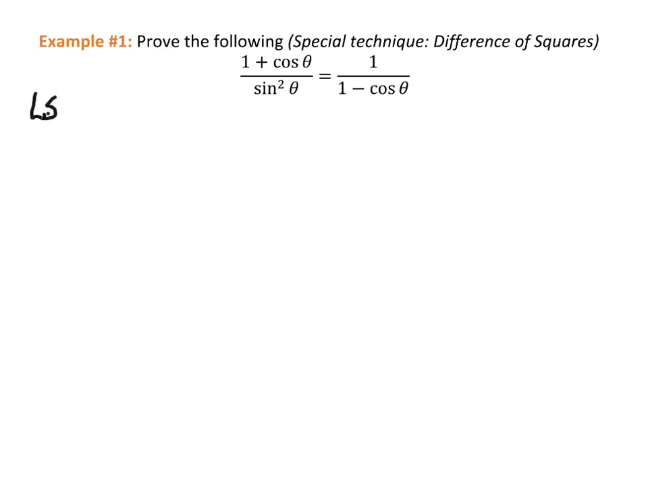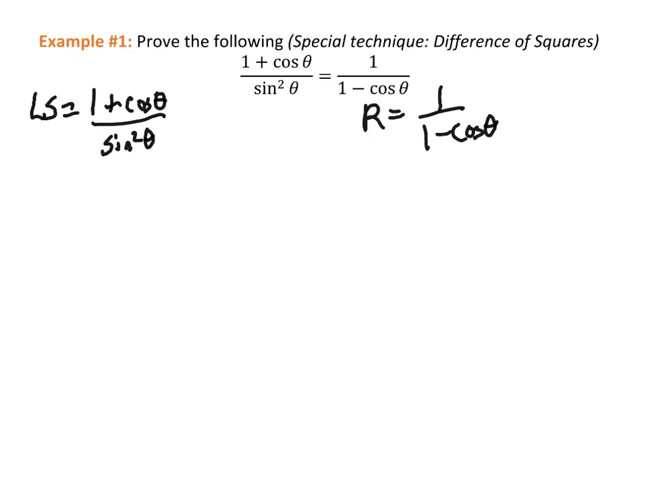First move is always separate your left side and your right side. So your left side is 1 plus cos theta over sine squared theta. And your right side is 1 over 1 minus cos theta. I usually work on the more complicated looking side first, and it looks like the left side's more complicated. So we'll start by simplifying that, but you can actually solve this proof either way. You can start by working on the right side first too, that would be fine.